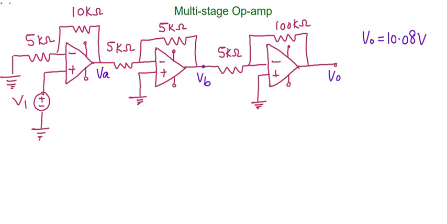Here we have to solve a problem based on a multi-stage operational amplifier. Whenever we start such a problem, see in which configuration the op-amps are connected. For the given question, we have the value of the output as 10.08 volts, but we have to find out the value of V1. Since that value is not given, we can start from this side.